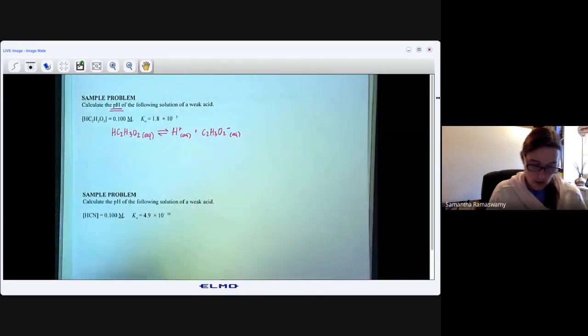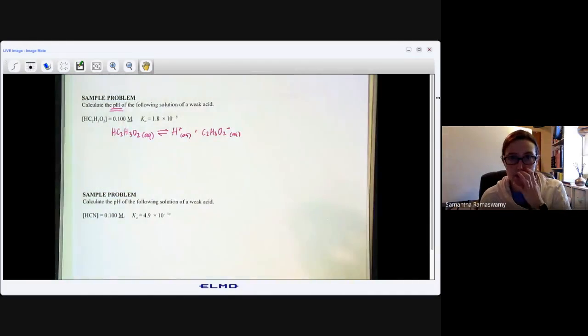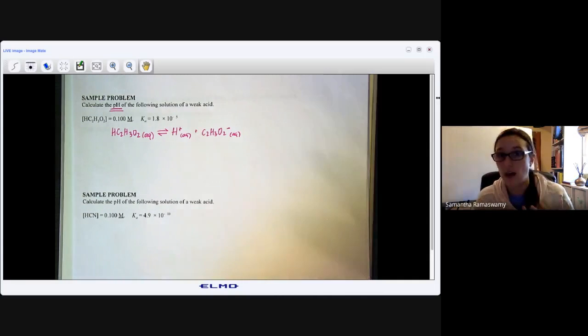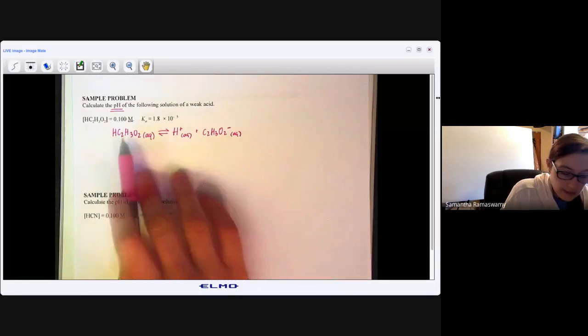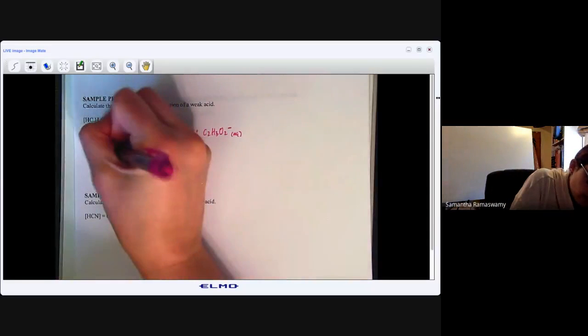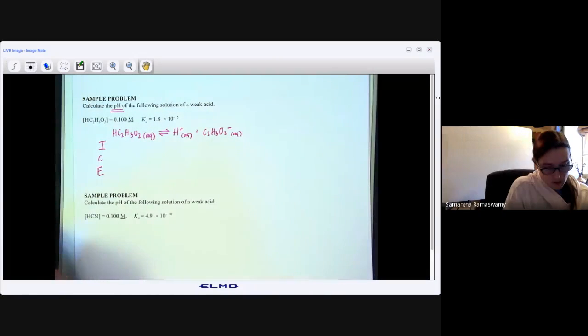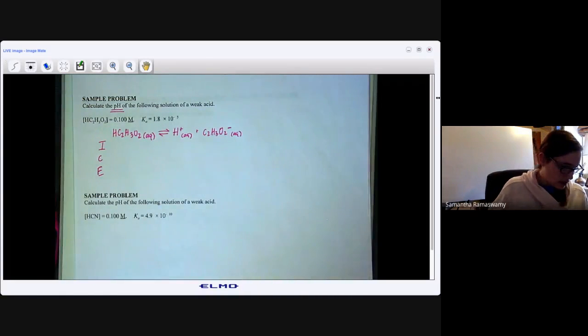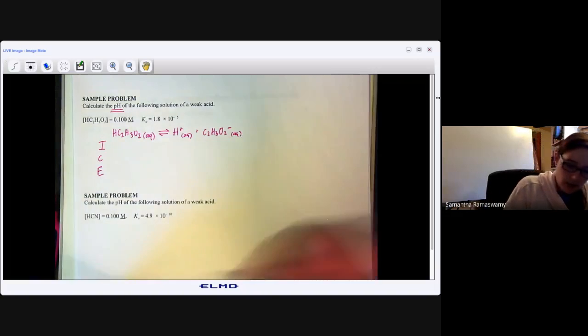Notice how they gave you the Ka value. On tests and quizzes, you're given the Ka values. You saw that on the quiz last week. So here we have our reaction, and I'm going to set up my ICE table, I, C, and E. I'm going to use my pencil to fill this in.